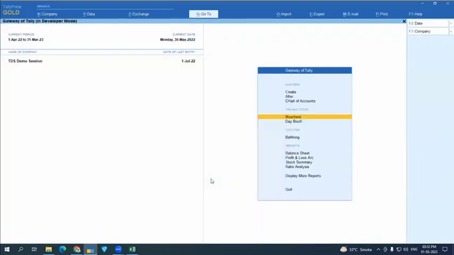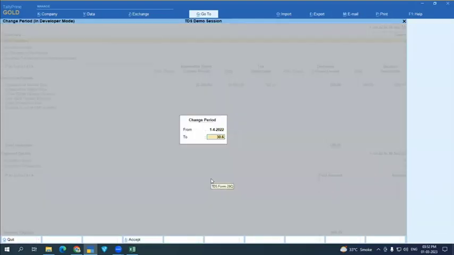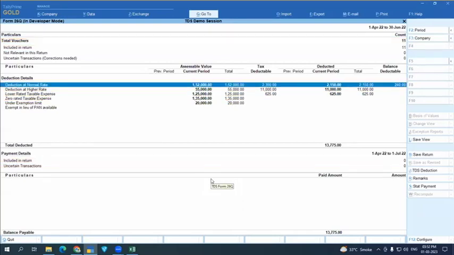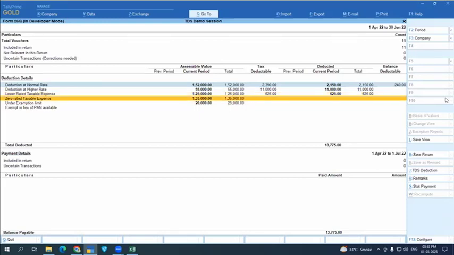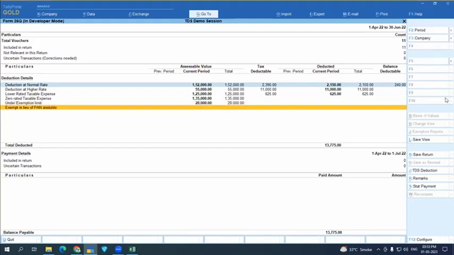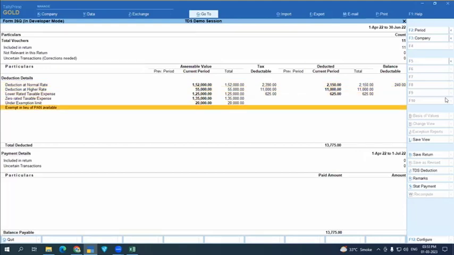Yes, so let's see 26Q for the first quarter. This is the normal rate, but there is a mistake we have made: one bill amount is there where TDS is not deducted, which is shown in this column, TDS deductible. All other TDS are deducted properly. There are some zero rated, some under the exemption limit, and the only thing available is exempt in lieu of PAN. So can anyone tell here in the chat box what is exemption in lieu of PAN?